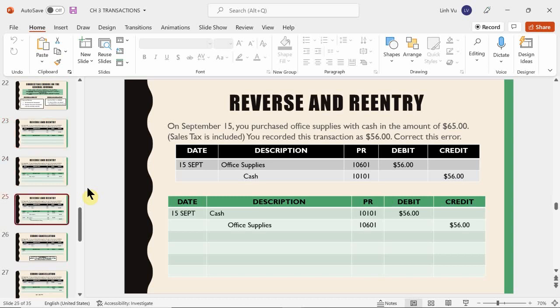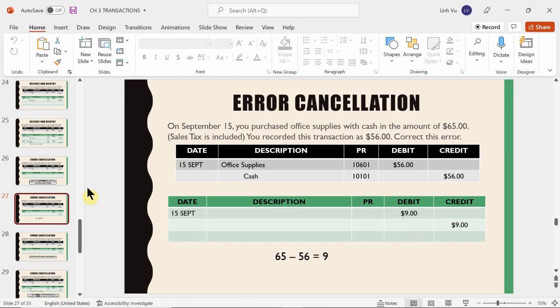Whereas the error cancellation, right? You're determining the difference between the two. So the difference between the two is $9. Now you have to really think about it. Which account is over and which account is under? Or which account is in that position, right? And did I put too much money in my office supplies, or is my office supplies too less?